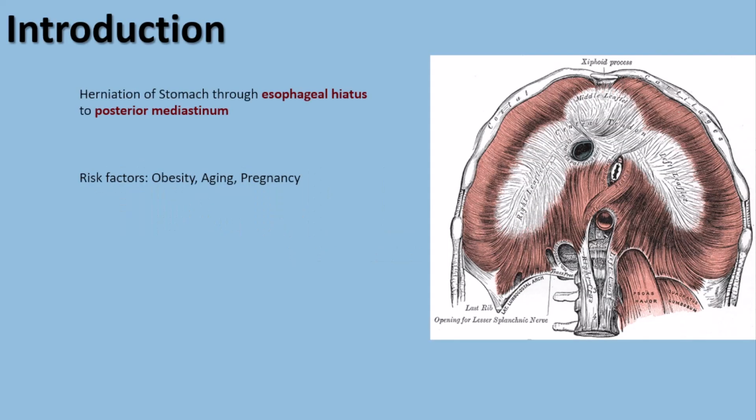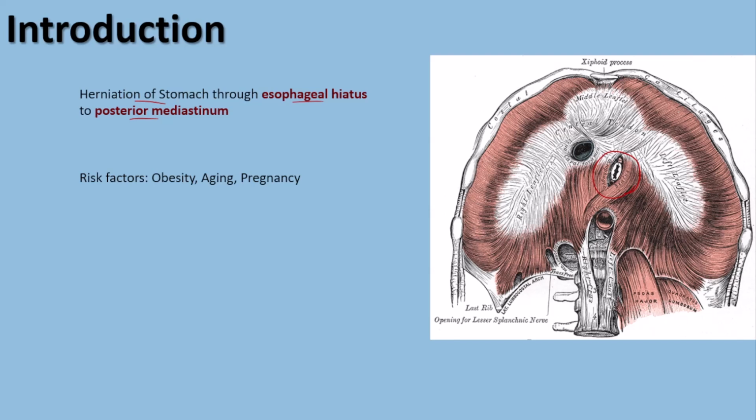So, hiatal hernia is defined as herniation of stomach through the esophageal hiatus to the posterior mediastinum. If you look at a transverse section of the junction between the abdominal cavity and thoracic cavity, you can see that at the level of the diaphragm, we have an opening which is called the esophageal hiatus, and this is where in the normal situation the esophagus passes from the thoracic cavity to the abdominal cavity and attaches itself to the stomach. In case of hiatal hernia, we have herniation of the stomach through this opening, and the stomach is going to the posterior part of the thoracic cavity.